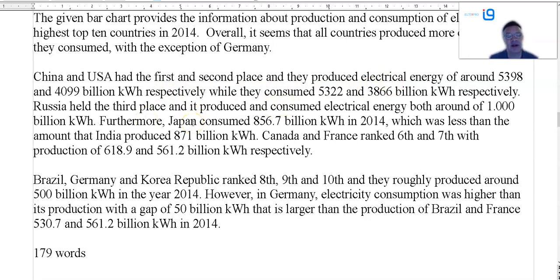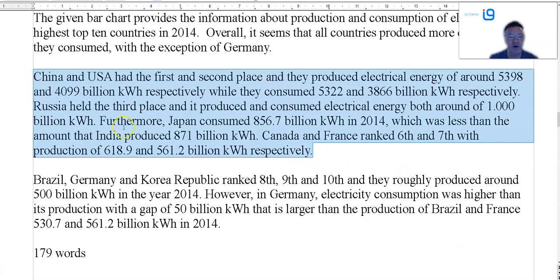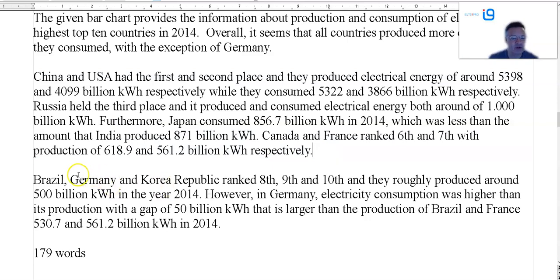Now, this is what I was talking about, how you need to vary it, because look, we've got produced, consumed, respectively. Produced, consumed, respectively. Consumed, respectively. Roughly produced. So paragraph number 3, there's not a lot of variation in vocabulary there, yeah? We've got produced, respectively, consumed. Brazil, Germany, and the Korean Republic, 9 and 10, roughly produced.